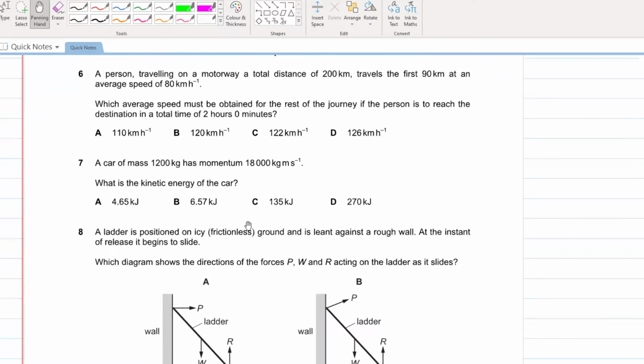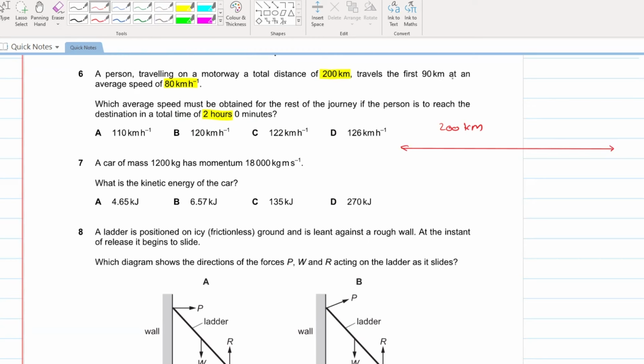All clear. A person traveling on a motorway, of total distance 200 kilometers, travels the first 90 kilometers at a speed of 80 kilometers per hour. Which average speed must be maintained for the rest of the journey if the person is to reach the destination in 2 hours? So this is the entire journey of 200 kilometers.